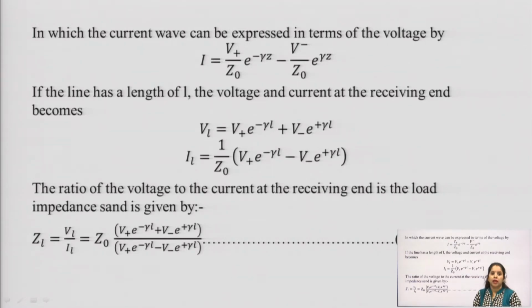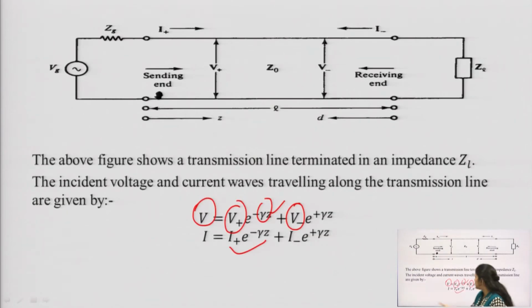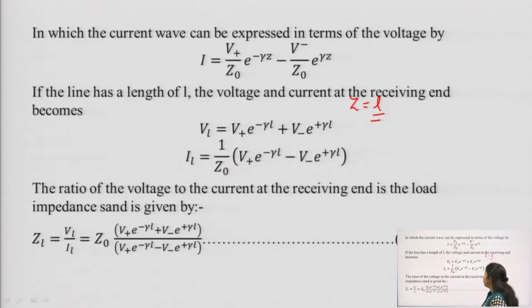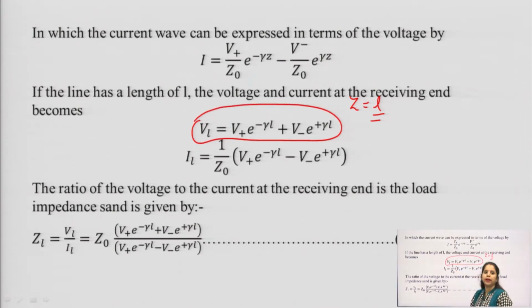And if we want the voltage at the load impedance, then that will be calculated by substituting z equal to L. So, by substituting z equal to L, we are able to get the voltage at the load end, which is VL equal to V plus e to the power minus gamma L plus V minus e to the power plus gamma L.